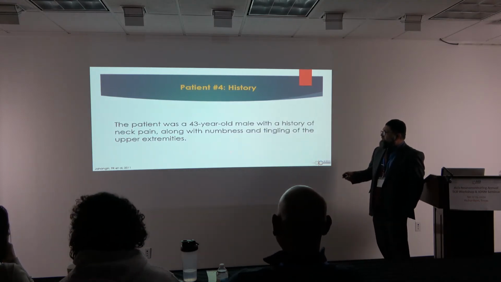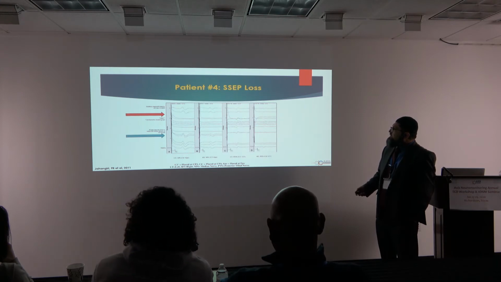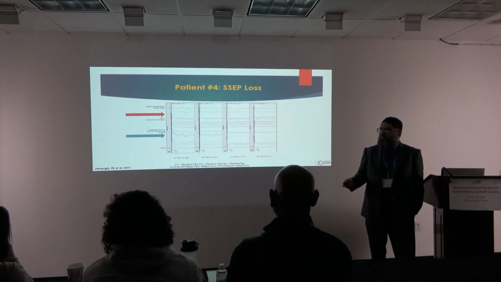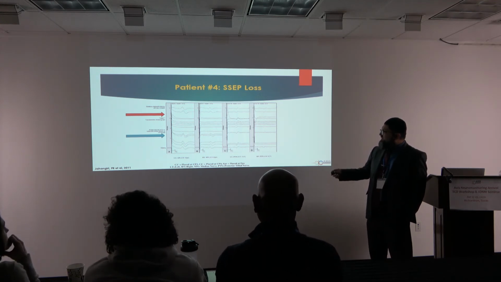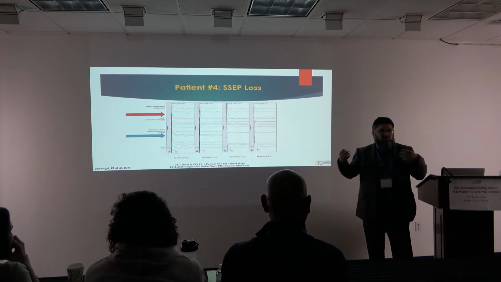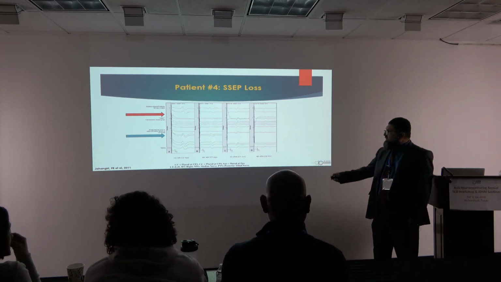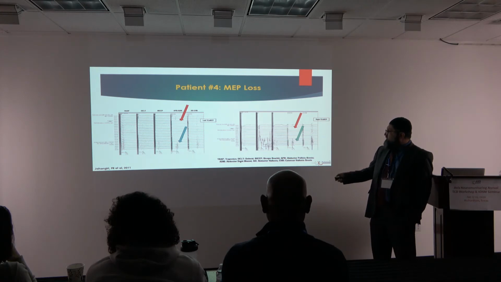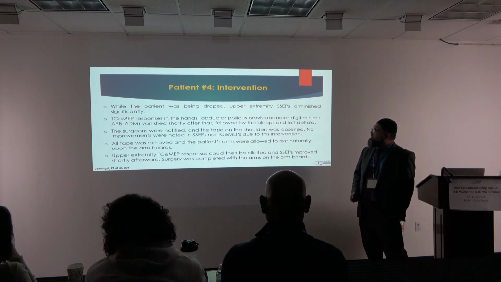This is another patient, 43 years old, with a history of neck pain, numbness and tingling of the upper extremity. This was the patient I talked about earlier. After tucking in, we had a good baseline for left upper and right upper, and we lost the upper SSEP. So we called the surgeon, he took out the tape and moved the arm on the arm board, and the signal came back. Same thing for MEP. We lost MEP, and after removing the palm, there was artifact here, and the MEP came back. So this patient was done with a good post-op.